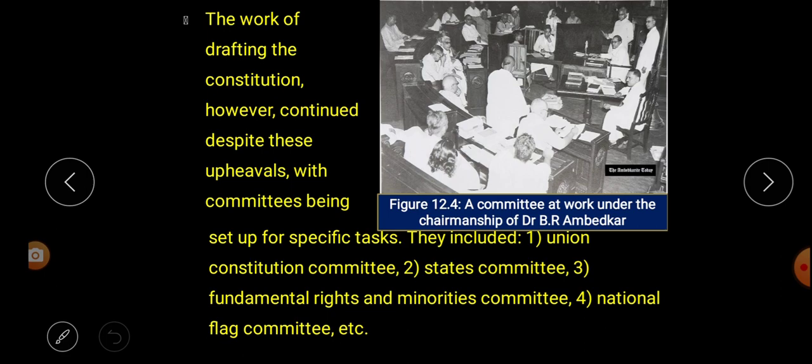In this paragraph we learn that while the making of the constitution was going on, though there was fighting and communal riots, even then committees were set up for specific tasks. Those tasks were: first, Union Constitution Committee; second, States Committee; third, Fundamental Rights and Minority Committees; fourth, National Flag Committee. You can look at this image to understand. It shows a committee at work under the chairmanship of Dr. B.R. Ambedkar.